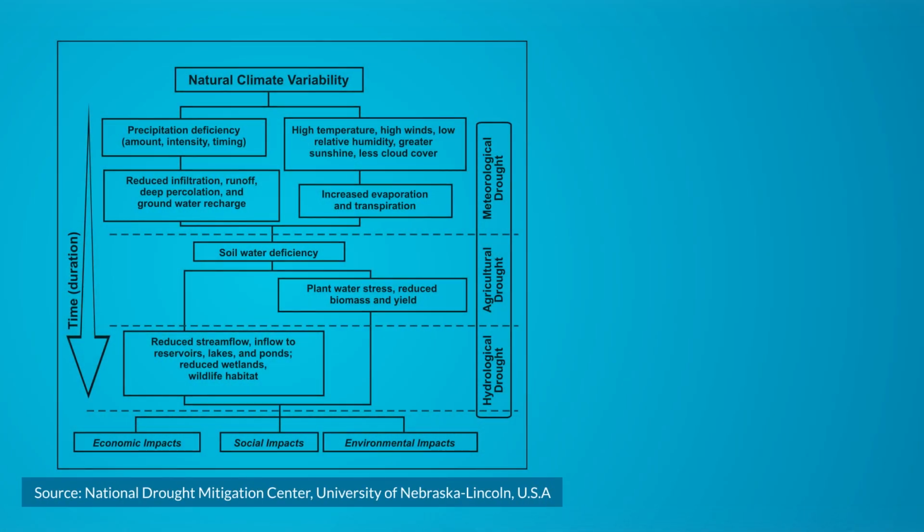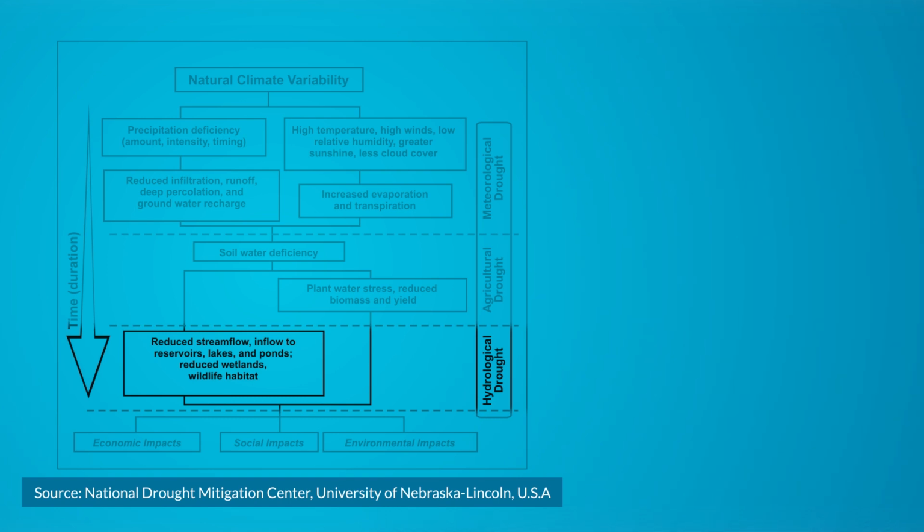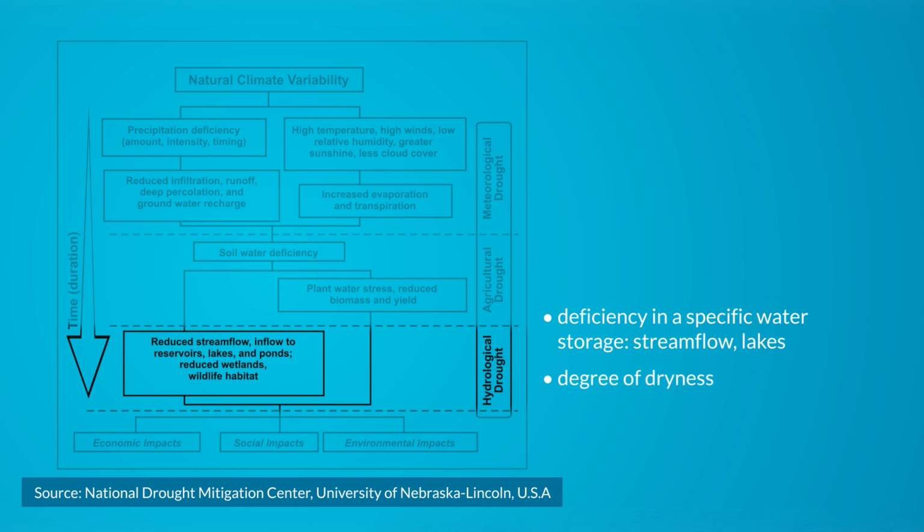So to have a short reminder about hydrological drought, we look at the deficiency in a specific water storage. This can be, for example, stream flow, lakes, but also groundwater and other storages. So we compare the degree of dryness in these storages to the defined normal.